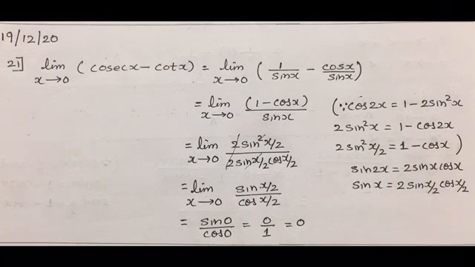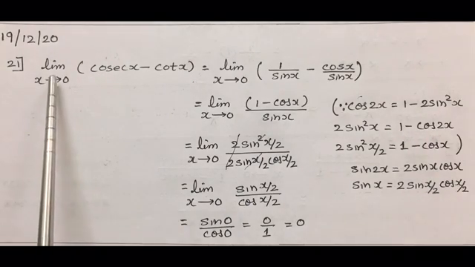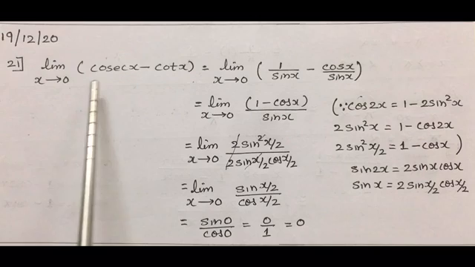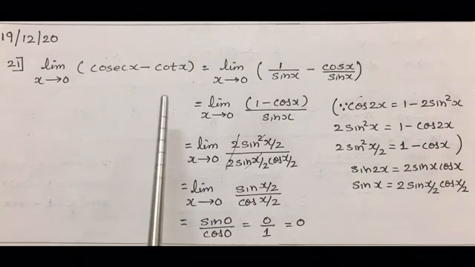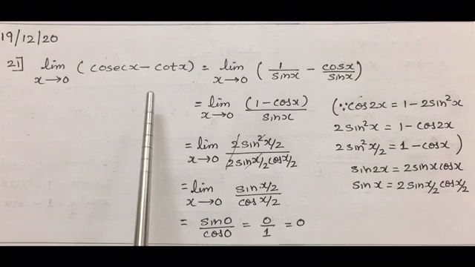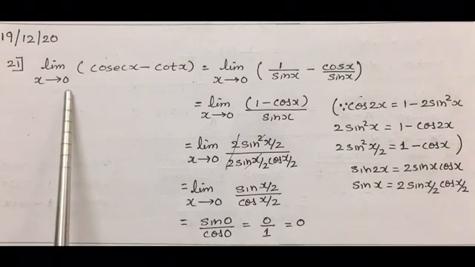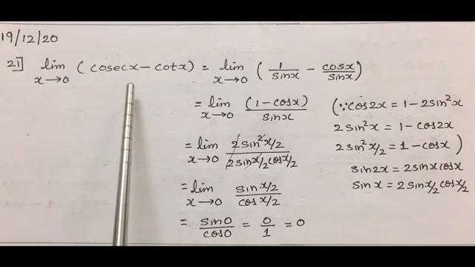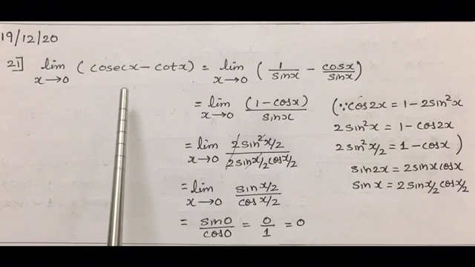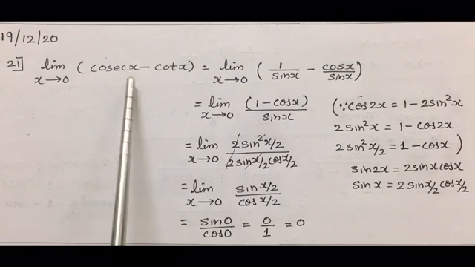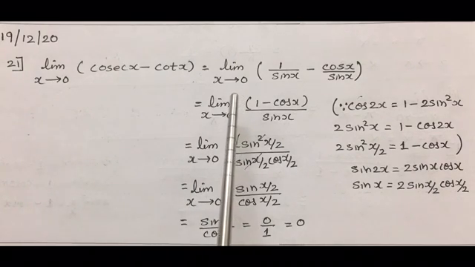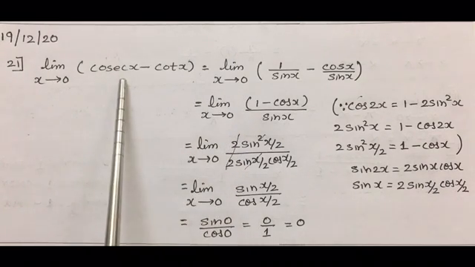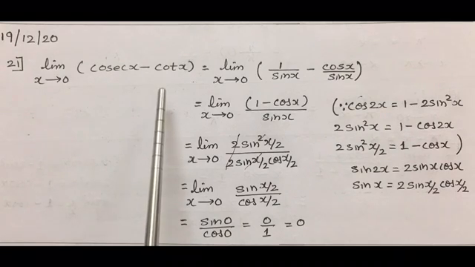Given over here is limit x tends to 0 cosec x minus cot x. Now if we directly keep the value here as x, then it will be undefined. X as 0, then it will become undefined. So directly we cannot keep x as 0.